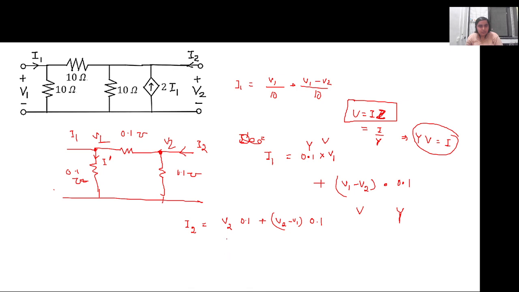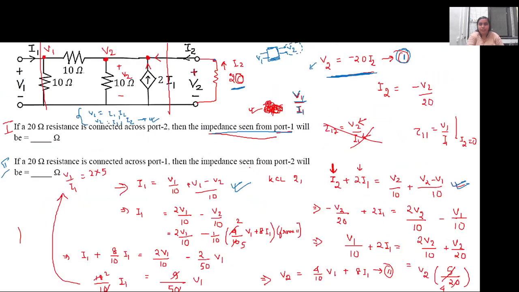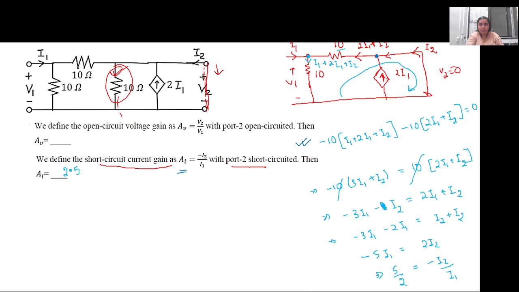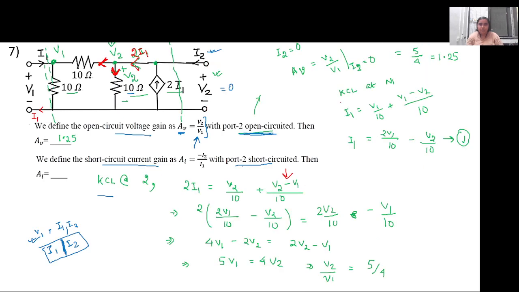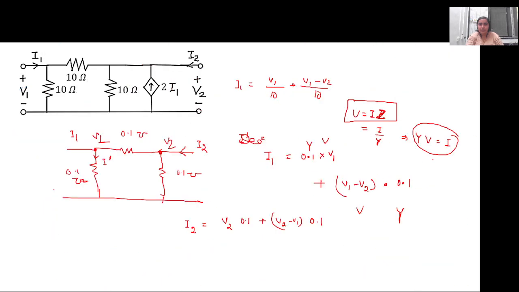Is this making sense? Yes, ma'am. If you see, you will end up with exactly what we have written earlier, which is I1 equal to 2V1 by 10 minus V2 by 10. If I simplify this, it will be the same thing.